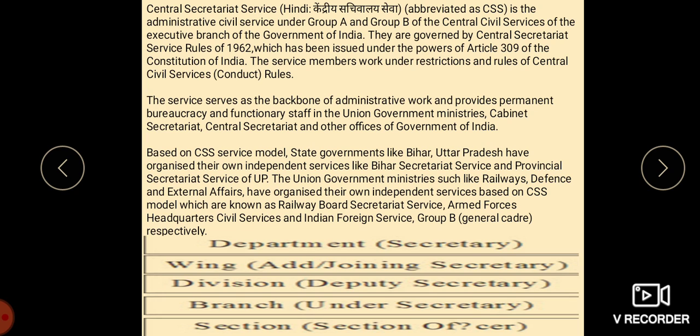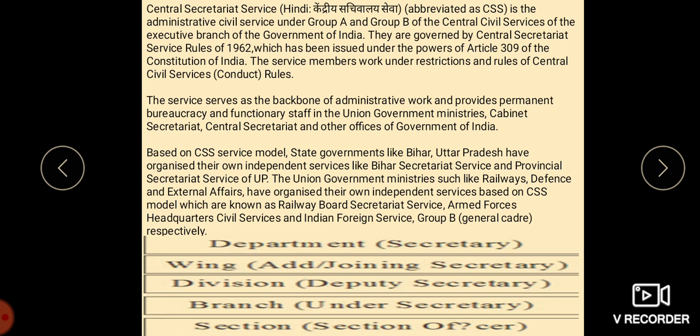The service serves as the backbone of the administrative work and provides a permanent bureaucracy and functionary state of the Union government, ministers, cabinet secretariat, central secretariat, and other officers of the government.